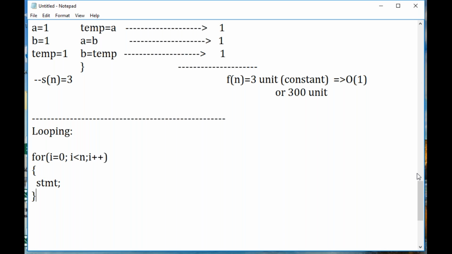How to calculate the complexity of it? Okay. So we people know that this particular loop will execute how many times? How many times this loop will be executed? N times or n plus 1 time when the loop breaks?